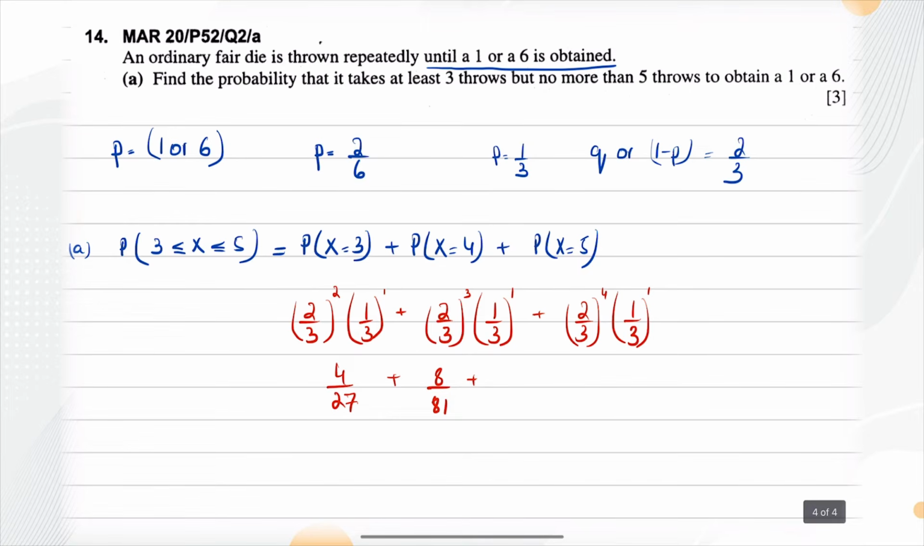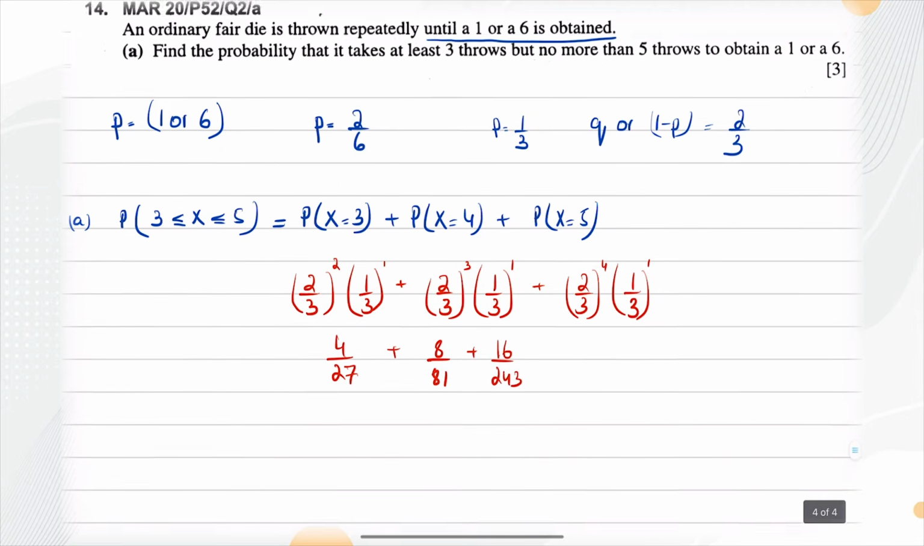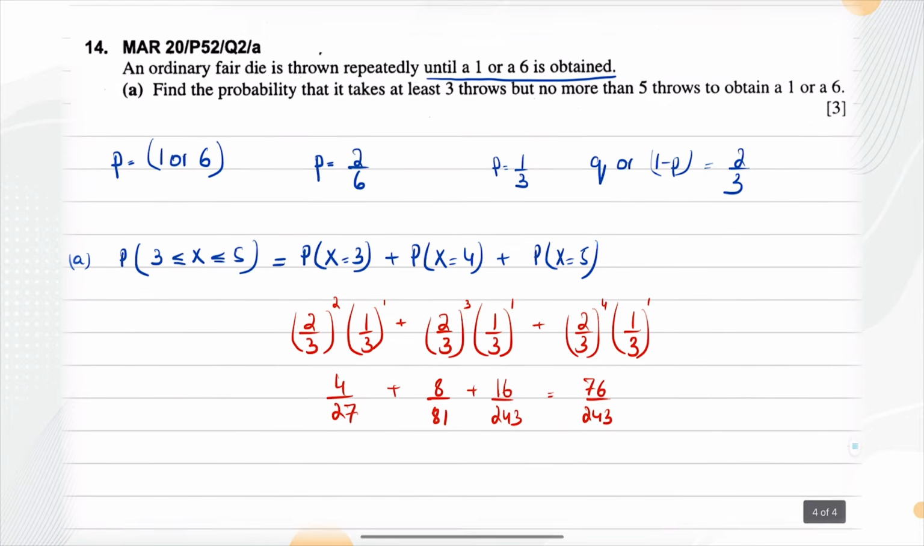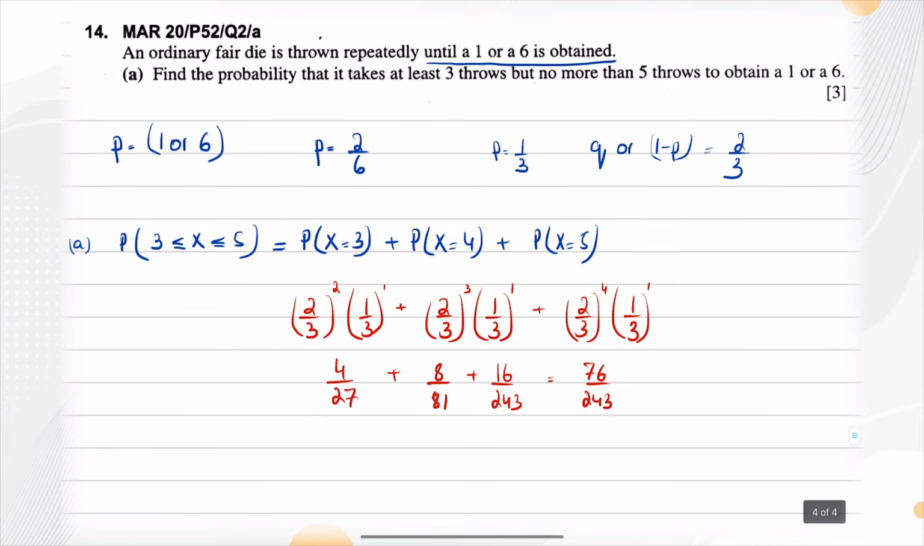All right. So this is 16 upon 243. Okay. Next thing that we do is we just sum it up. So 4 upon 27 plus 8 upon 81 plus 16 upon 243. So here we have 76 upon 243, although I would suggest that if you're getting an answer in fraction form, you leave it in fraction form only. And there you go. That's your answer.